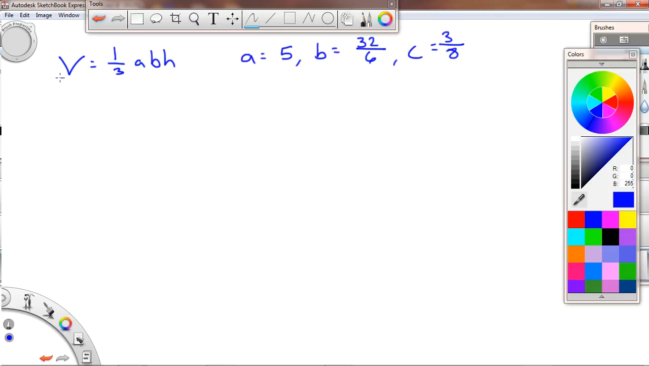Okay, so what I'm going to do is I'm going to rewrite this expression here, V equals 1/3. The 1/3 stays 1/3 because it's a constant. A, I know what A is now, so I'm going to take this letter A out, put in parentheses, and replace that with the value 5. Okay, I'm substituting 5 for A. And we're going to do the same thing for B, but B is 32/6. And H, oh, why did I put C over here? Let's not do that.